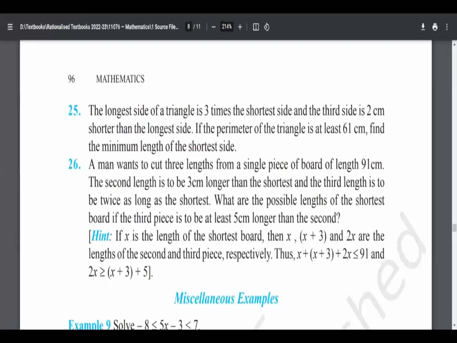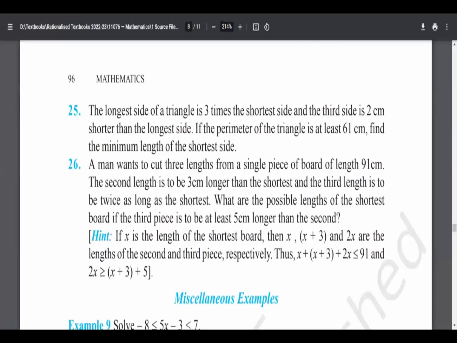What are the possible lengths of the shortest board? The third piece is to be at least 5 cm longer. So here again we will take the shortest as x, but let us also read the hint given. If x is the length of the shortest board, the inequalities are basically given in the hint. We must form this inequality by ourselves, but here the hint says that if you take the shortest board as x, the second will be x plus 3 and the third will be 2x.